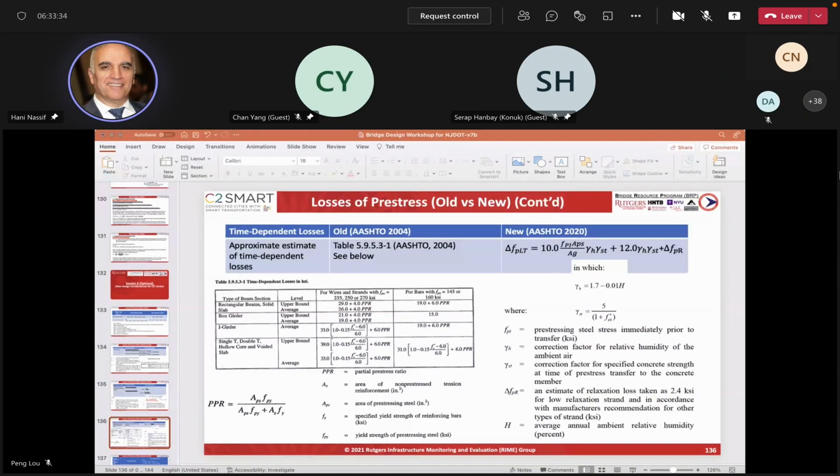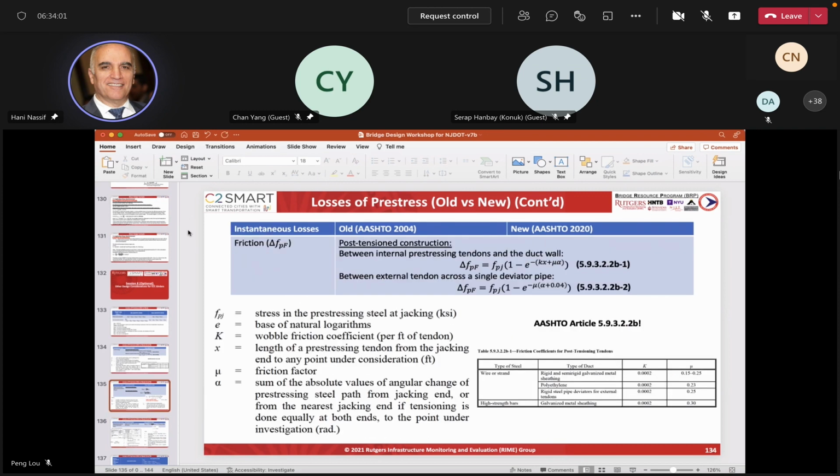So I asked Pang to prepare a little bit more details about the losses, because these are usually going to be important, and they were implemented in 2005. However, they have more details, and it has been confusing for some of the designers there, what to apply, and how to, especially with the elastic gain.